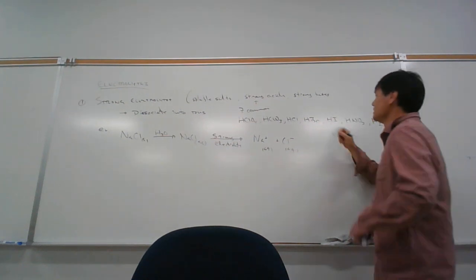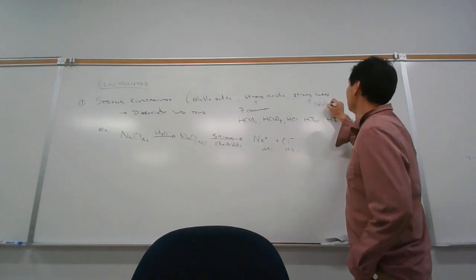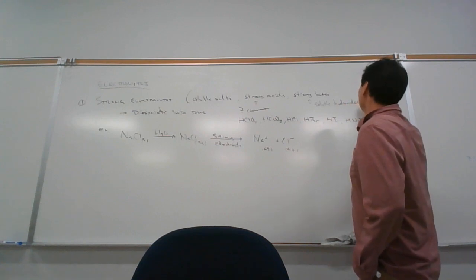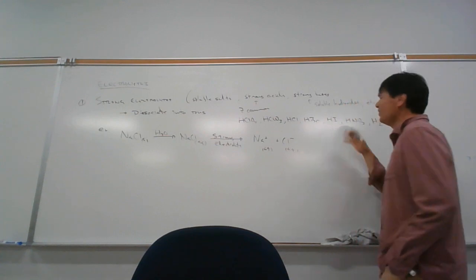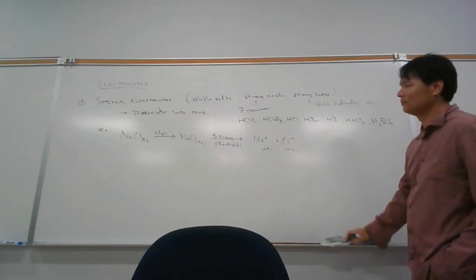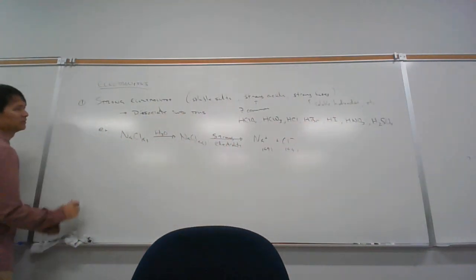The strong bases, these are the soluble hydroxides, etc. The bases are more complicated, and I don't want to get into it, so we'll probably just leave it like that. At the Chem 4 level, it's just the soluble hydroxides.